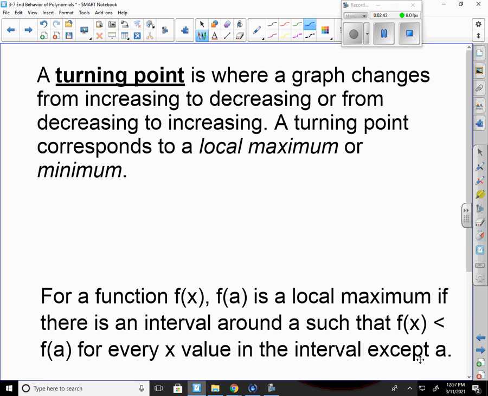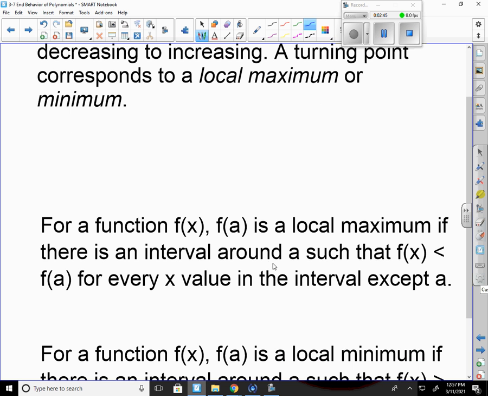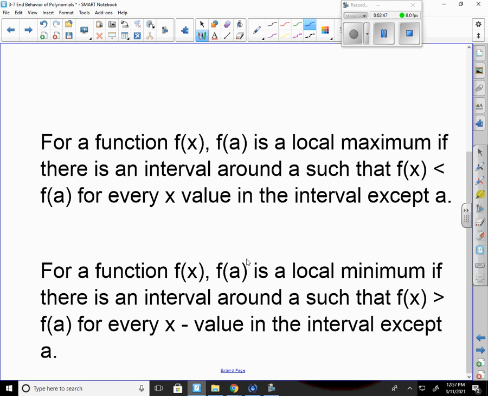For a function, f of x, f of a is a local maximum if there's an interval around a such that f of x is less than f of a for every x value in the interval except a. In other words, it's a local max if it's the highest point. If every other point directly around it, on either side to the left and right, is lower than that, it makes it a local max.